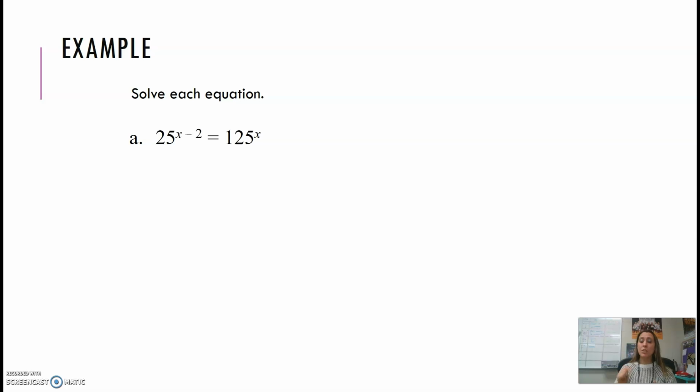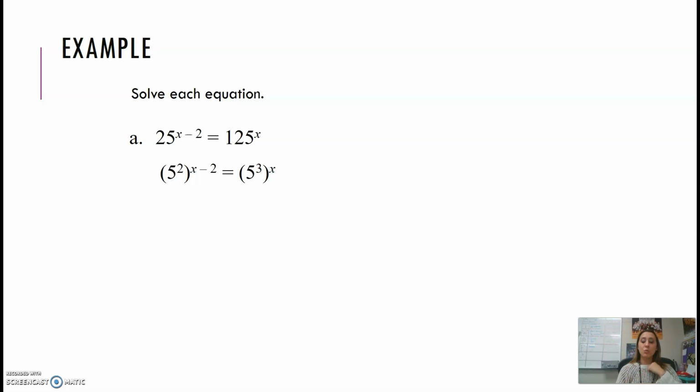So the first thing we want to do is rewrite those as the same base. Because if we can rewrite them as exponentials to the same base, then we know that we can solve for the exponent and be done. So again, I can write 25 as 5 squared, and 125 is 5 cubed.